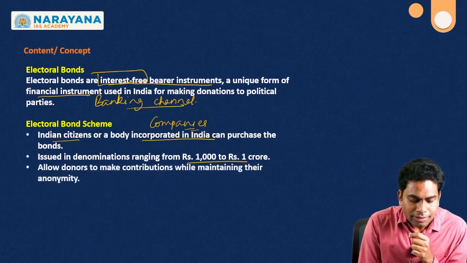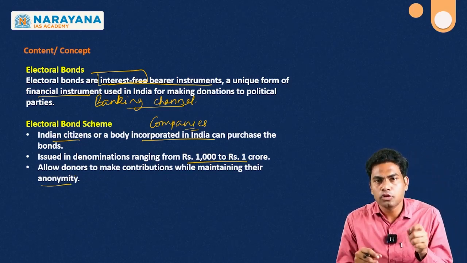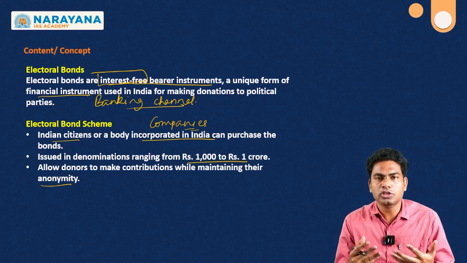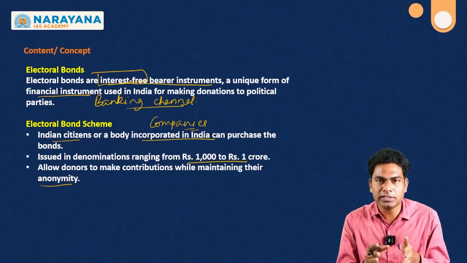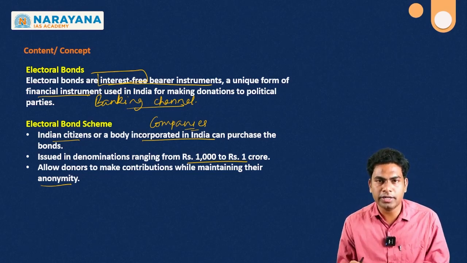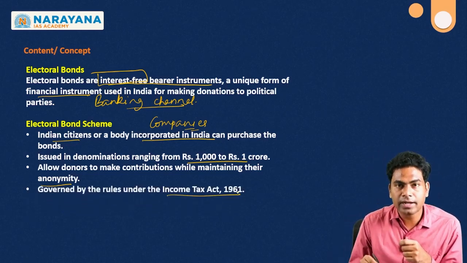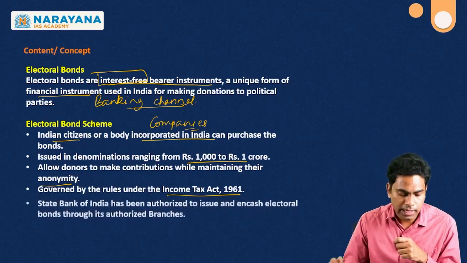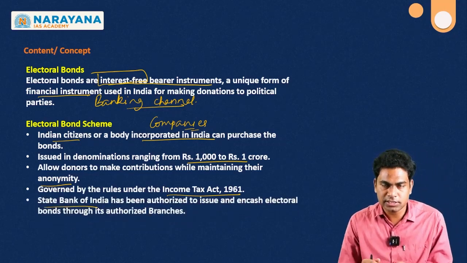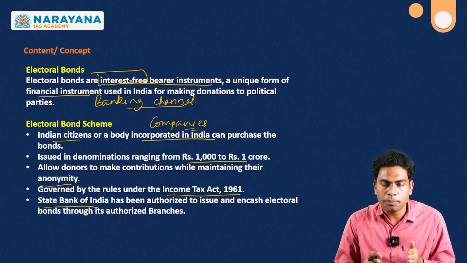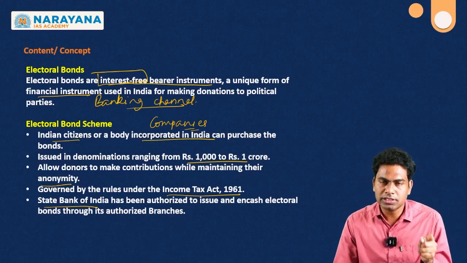It allows anonymity. That is, through this instrument, you would not disclose your identity. You could buy the bond and you could give it to the political parties using the banking channels. It will not lead to disclosure of your identity, so you will be anonymous. Next, it is governed under the Income Tax Act 1961. And it is through State Bank of India that you will conduct the transactions. As I said already, banking channels are the medium through which you conduct transactions, and it will be possible only through selected State Bank of India branches.